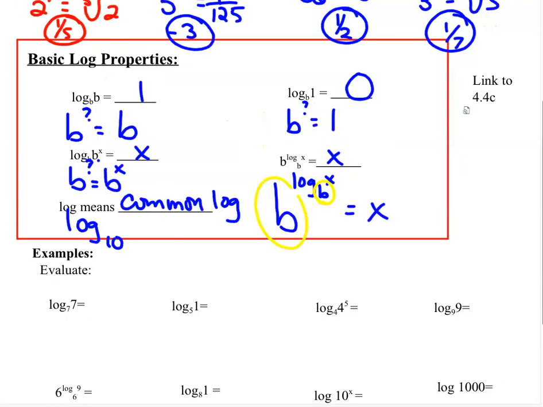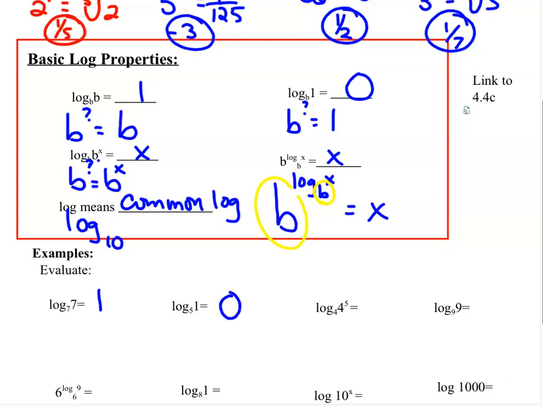All right, so we are looking at evaluating log base 7 of 7. So again, in our mind, we're asking ourselves, 7 to what power gets us a 7? Our answer is just a 1. Okay. Log base 5 of 1. The log of 1 is always 0. It doesn't matter what your base is.